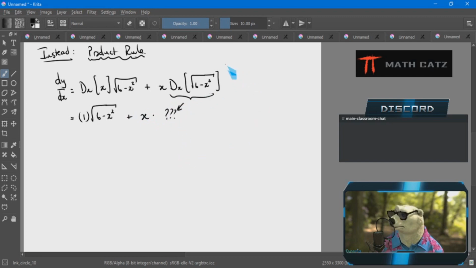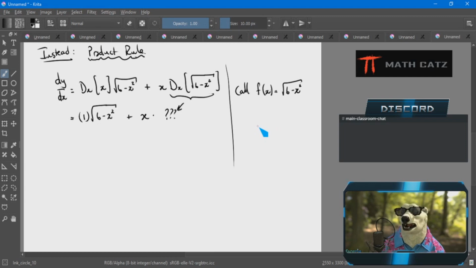Maybe I want to do this on the side. Let's call this something else. Let's call it f of x equal to the root of 6 minus x squared. Maybe I'm not ready to do it in one go, nor should you be at this stage, I think. So I need to go do it on the side. That means I need to rename just this portion.